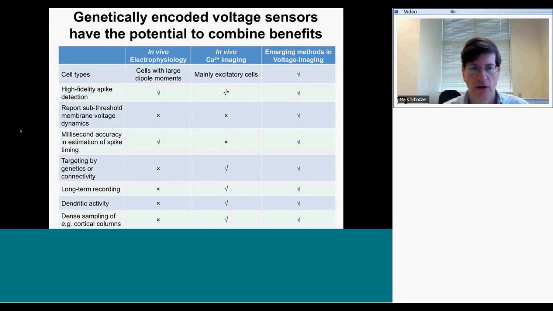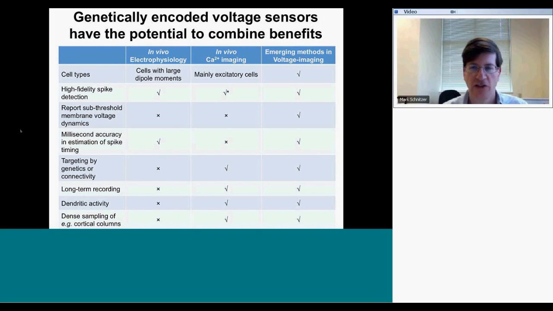Extracellular electrode recordings are very, very useful, but are largely limited to cells that have dipole moments of sufficient magnitude. They have excellent capabilities for detecting spikes, excellent capabilities in the temporal domain. But they have some notable weaknesses. The extracellular electrodes do not provide adequate reports of subthreshold neuronal membrane voltage dynamics. There are important challenges in how neuroscientists can target individual neuron types by virtue of their genetic identities or by virtue of their patterns of anatomical connectivity. There are key challenges in maintaining recordings over the long term with extracellular electrodes and sampling dendritic activity, and in dense sampling. We're typically limited by the density of electrode arrays, for example, as they enter the brain.